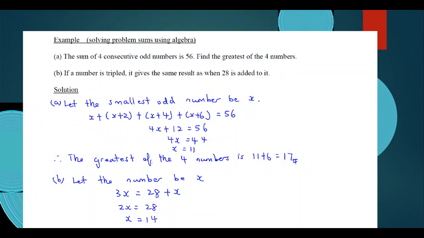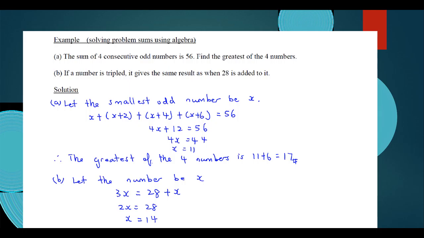Okay, the first example reads, the sum of 4 consecutive odd numbers is 56. Find the greatest of the 4 numbers. Now in algebra, we will always let one of the answers be x. So for part A, I let the smallest odd number be x. That would mean that the next 3 consecutive odd numbers will be x plus 2, x plus 4, and x plus 6.